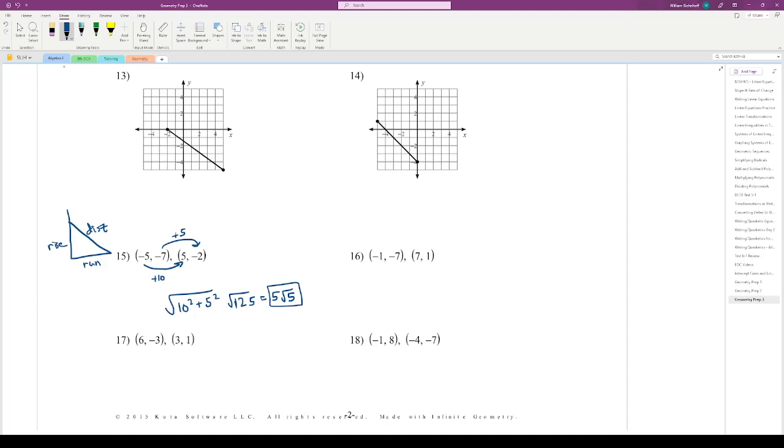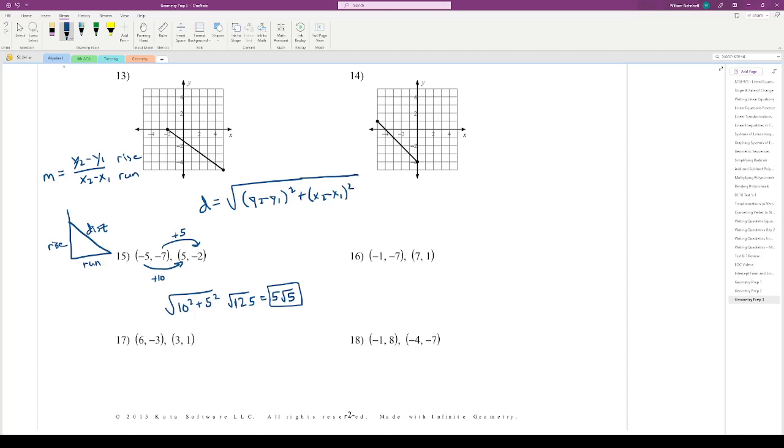So run, if you think about the slope formula, so let's go back to slope and say slope is y2 minus y1 over x2 minus x1. That's rise over run. Well, if I'm calling rise and run here the two legs of my triangle, then that means that I have distance is the square root of my rise squared, which is y2 minus y1 squared, plus my run squared, which is x2 minus x1 squared.